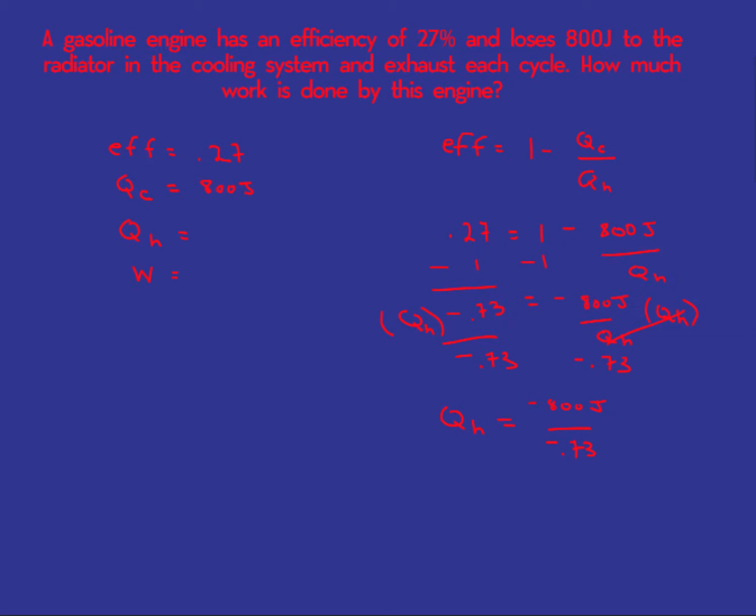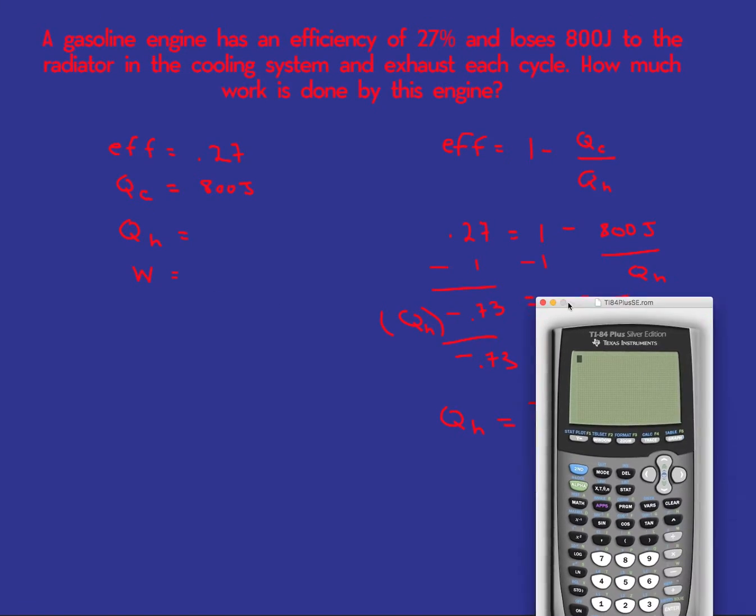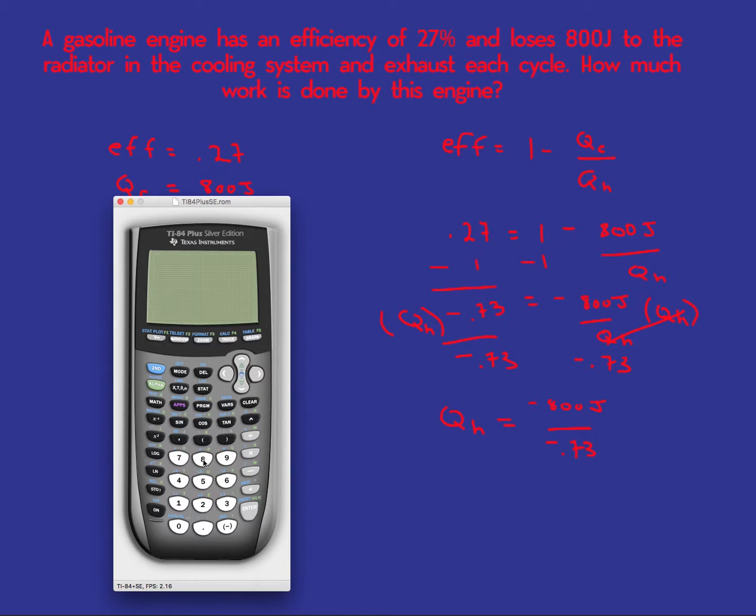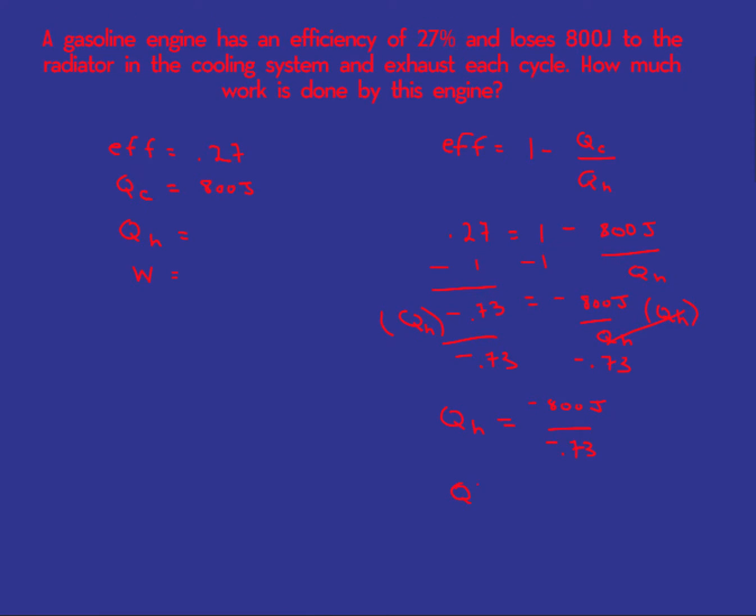Now you'll see that what this is actually doing is telling us a number. If 800 is what's lost, then what's a number that's going to give us what would be left for that 27% efficiency? So let's put these numbers into our trusty little calculator here. Negative divided by negative, I don't have to deal with those. 800 divided by 0.73 gives me a heat added of 1,096. We're going to round that to 1,096 joules of heat added.